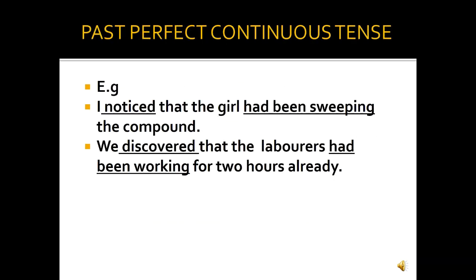The past perfect continuous tense. This is also used for an action already in progress before another took place. So in describing an action that was already in progress before another took place in the past, you need to use the past perfect continuous tense. For instance, I noticed that the girl had been sweeping the compound. We discovered that the laborers had been working for 2 hours already. So the underlined expressions are in the past perfect continuous tense.